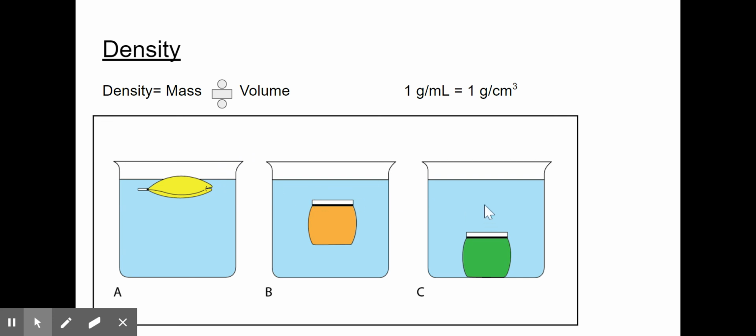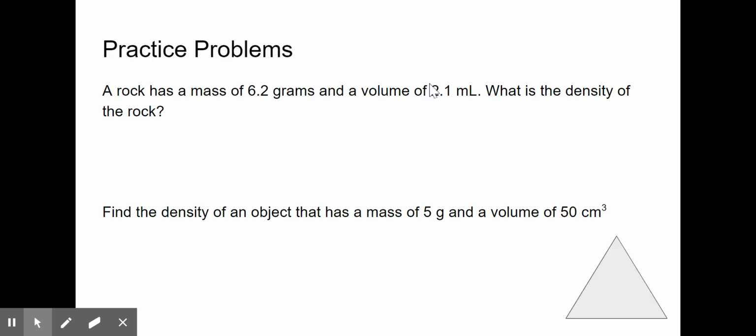Again, another diagram, understanding different objects have different densities. A couple of practice problems for you to submit on Schoology after you watch this. A rock has a mass of 6.2 grams. There's your mass. You're going to divide by the volume of 2.1 milliliters, and you're going to find the density of the rock. Your label will be grams per milliliter. So solve for that, and that's number one.